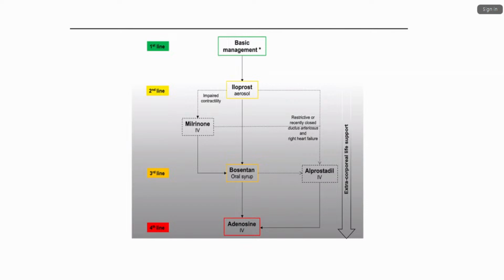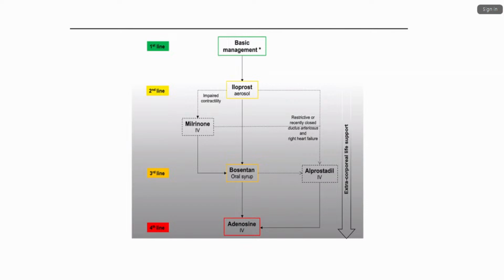The second line we use is nebulized iloprost. With the iloprost also, if there is impaired contractility, we can add milrinone. And if there is right ventricular failure with a duct closing or restrictive duct, we can give alprostadil. With all this also, if there is no improvement, the third line is bosentan. Although for bosentan we have only the oral form, it has shown there is a synergy with iloprost and INO. So the third line we prefer is bosentan.